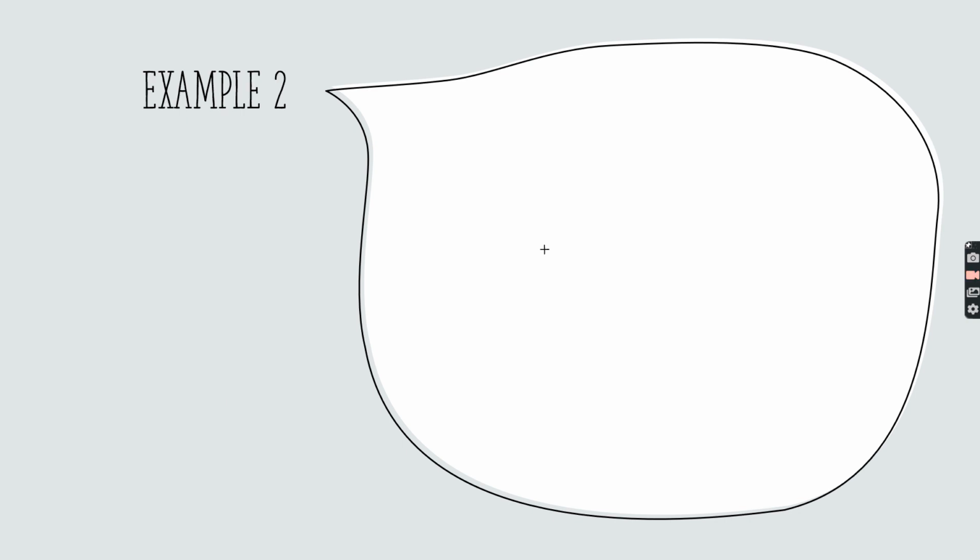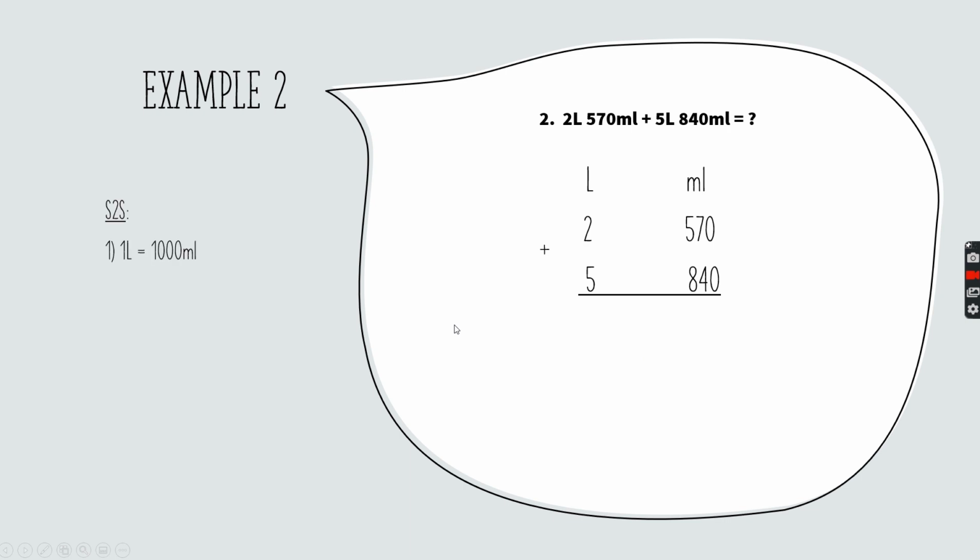Moving on to example 2. 2 liters 570 milliliters plus 5 liters 840 milliliter. What does that equal to? So first thing first, we're gonna write this down in a column method. So we have our liters over here. It's 2 and 5 from the questions up here. And we have our milliliter column here, 570 plus 840.